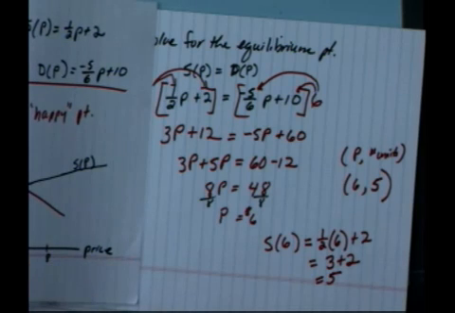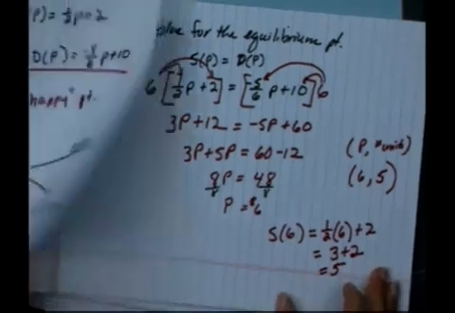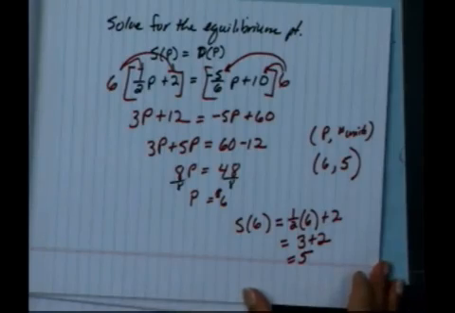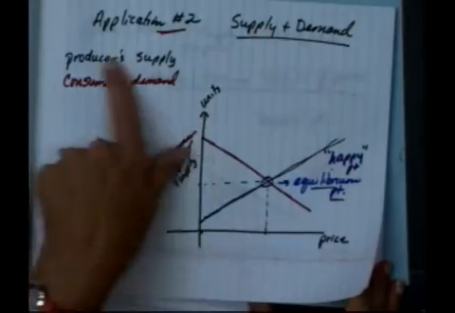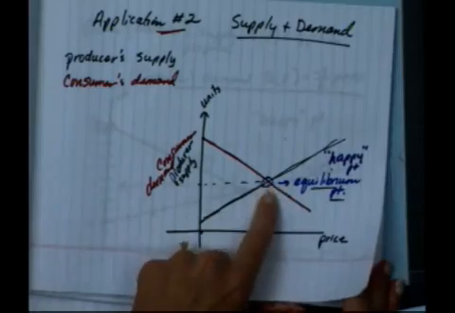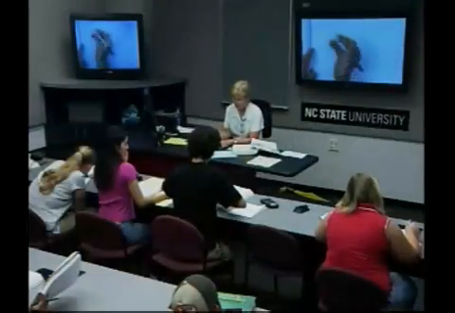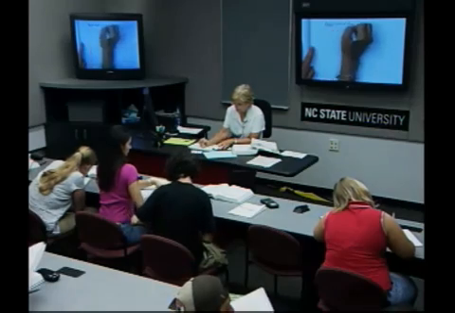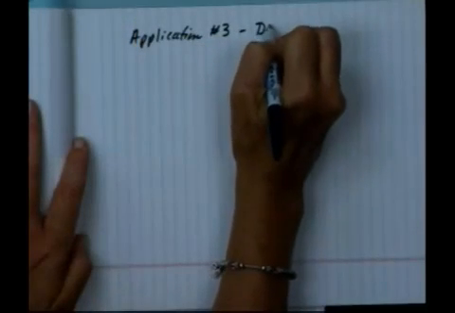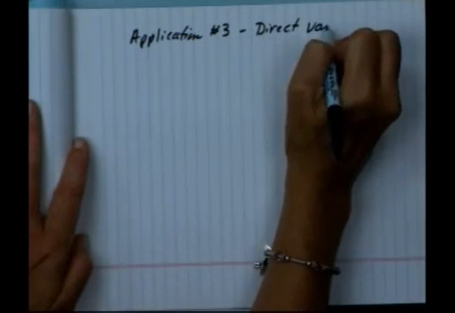All right, consumer and producer surplus. All right, can you see? Everybody good? All right, so that's our second application, the supply and demand curves with an equilibrium point. All right, the third application, which is pretty simple, I don't know really why it's at the end, is called direct variation. Application number 3 is called direct variation.